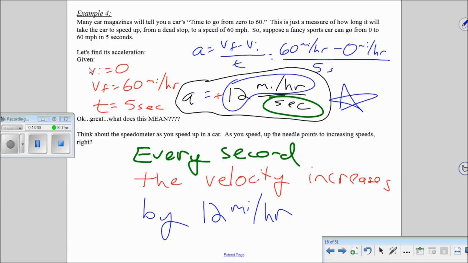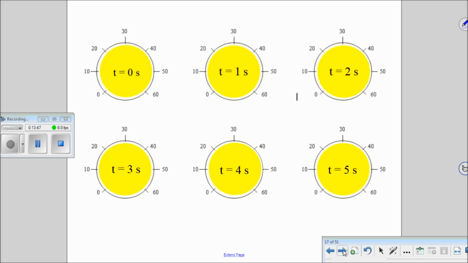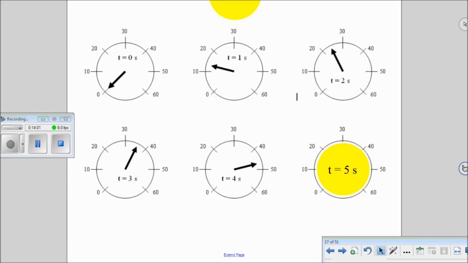I think with an honors class in particular, so many students are so reliant on the math that they neglect the concepts. That's not going to work for you here. You really have to make sure you understand what this means. Every second, the velocity increases by 12 miles per hour. As a visual, here's your speedometer. At time 0, when the car is at the red light, the speedometer points to 0 miles an hour. Then every second, the speedometer goes up by 12, so it points to 12, 24, 36, 48, 60.